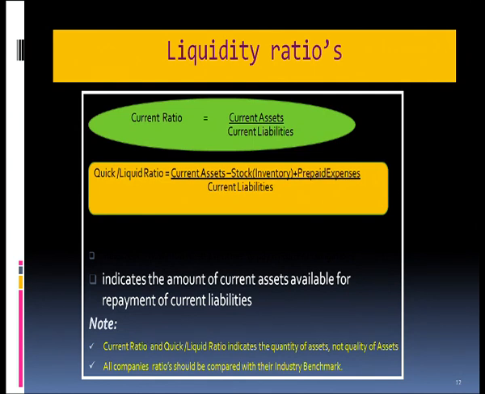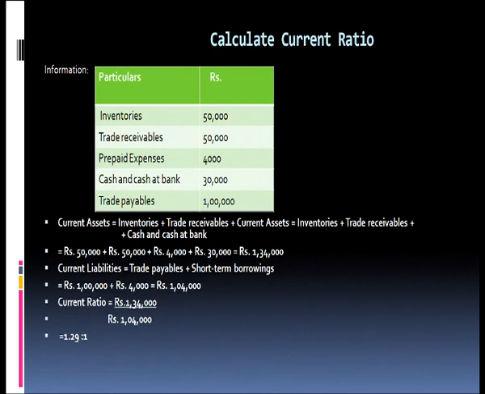2:1 is the ideal ratio, but we would always like to benchmark it with the industry or with our competitors, so that we are always better than them. Now, we come to the quick ratio. Before we go to quick ratio, quickly we will also try to calculate current ratio. Here is an example, an illustration for you.